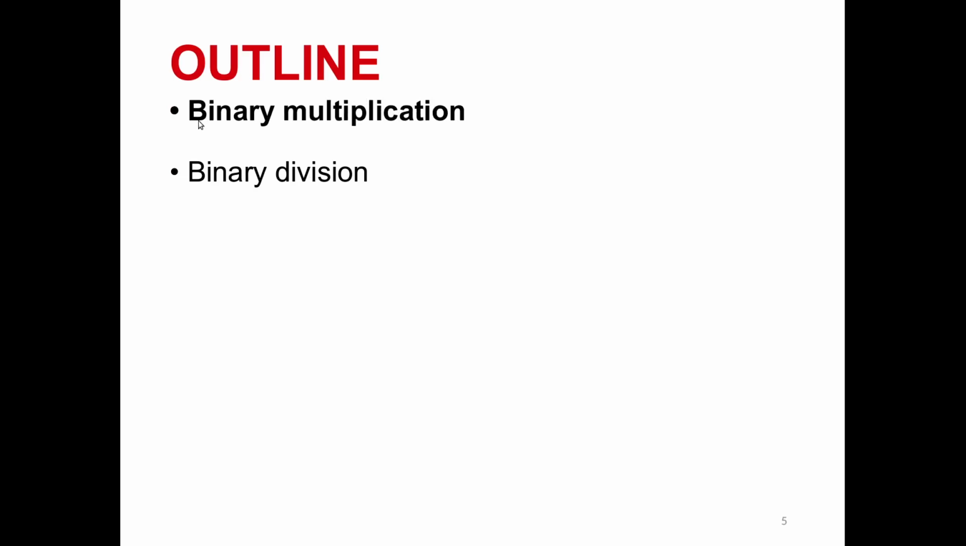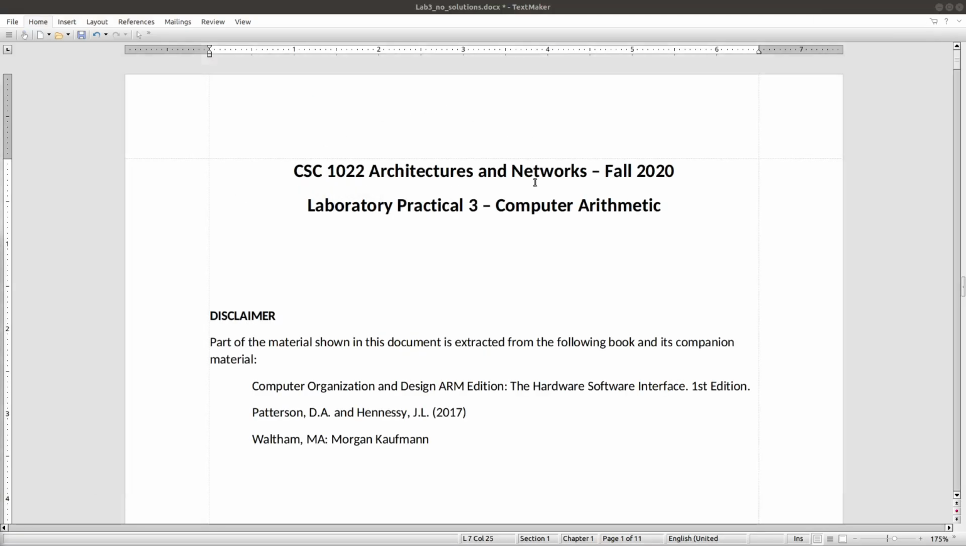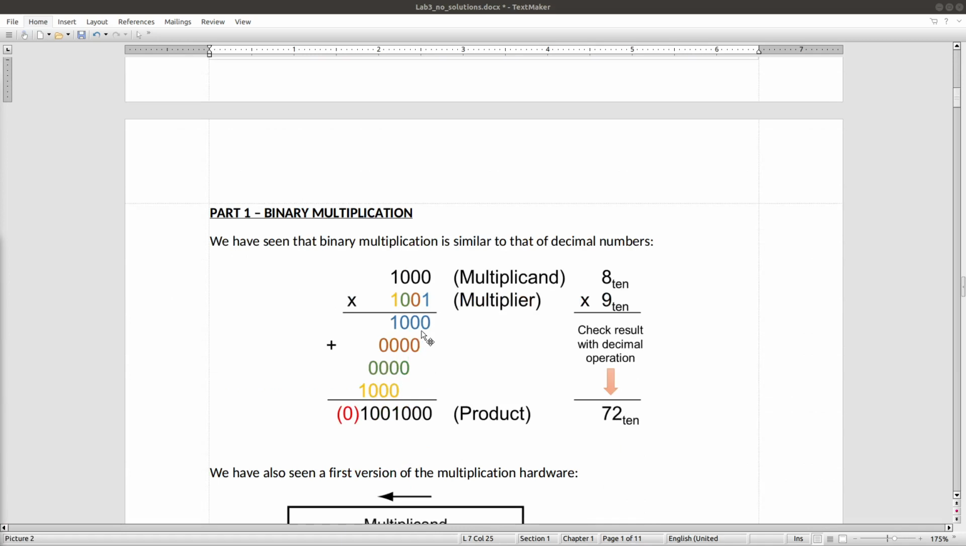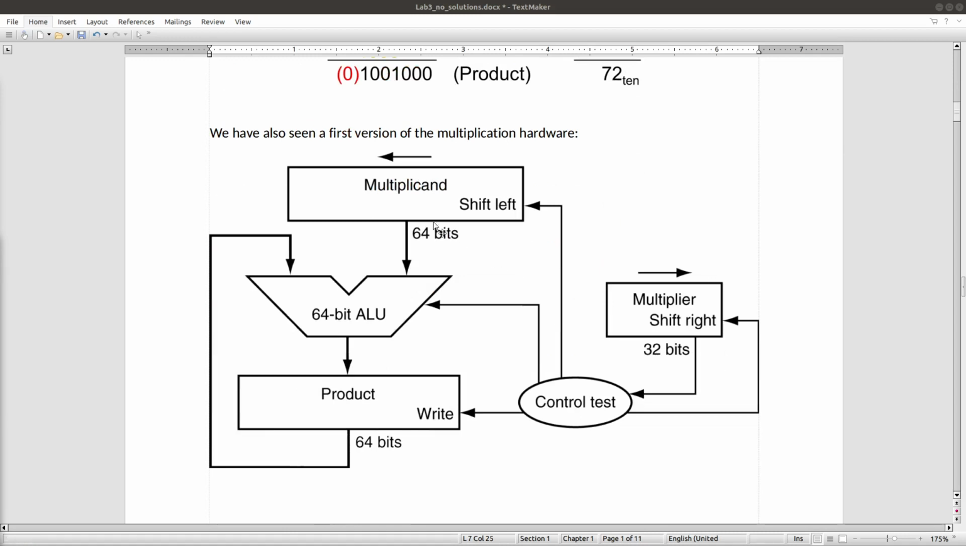Now I will give you the overview about what we will do in the first part, binary multiplication. Here you have this document, lab 3 no solution, and if you look into this, you can see we will go through an example of binary multiplication and make a comparison with how we do multiplication in decimal.